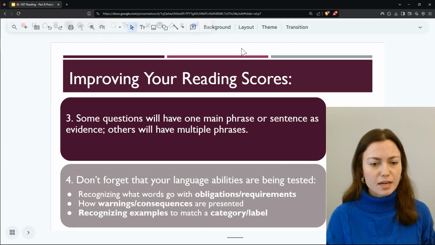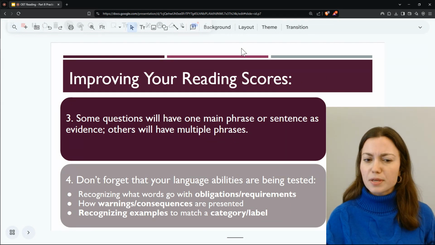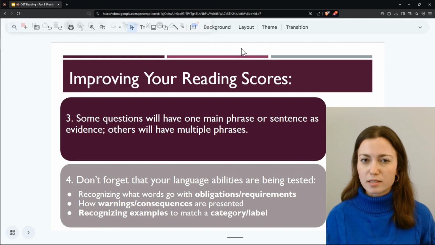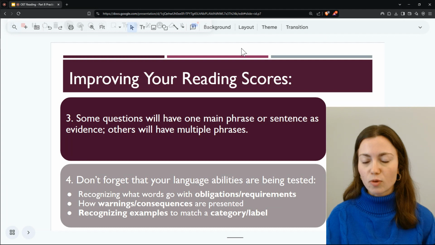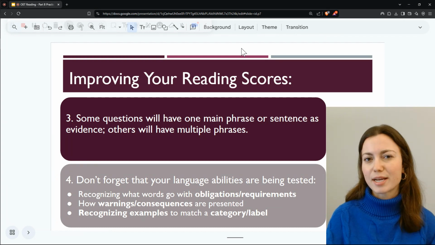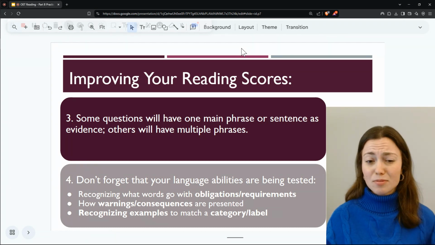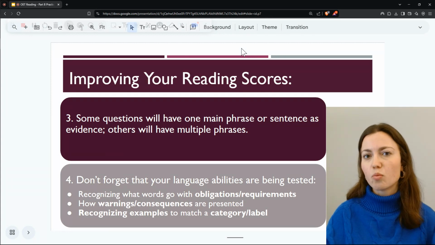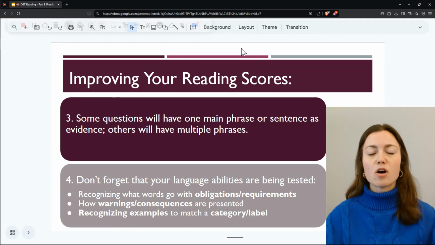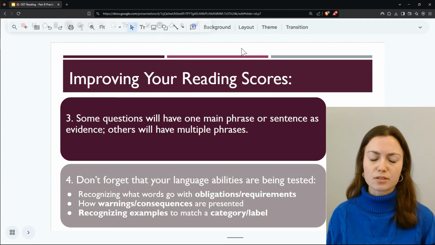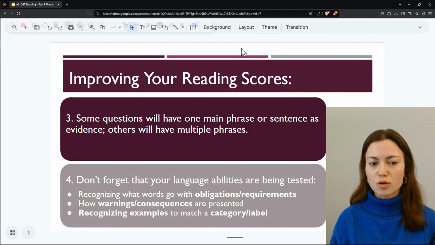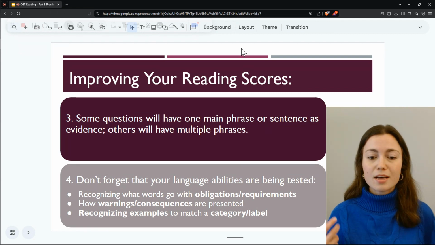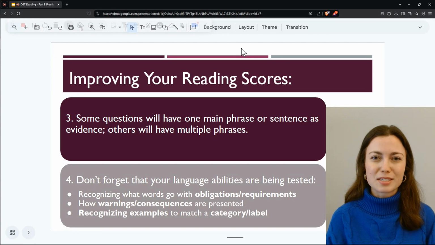Number 3 is just to be aware that questions have different styles in Part B. So some of the questions, you'll have one main phrase that's really the key phrase pointing to the answer. However, with other questions, you might have multiple phrases or several key words or ideas that you're using all together to get to the answer. So just be aware that there are different styles, and sometimes if you're trying to just find one main phrase, that may not be exactly what the question is asking for.